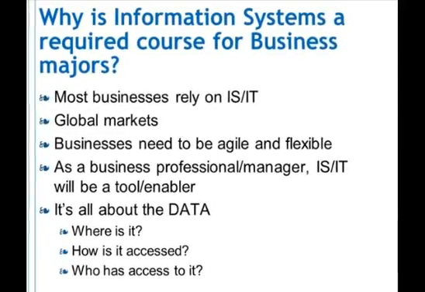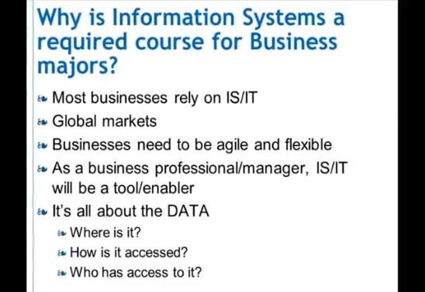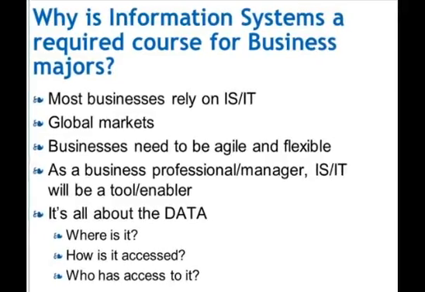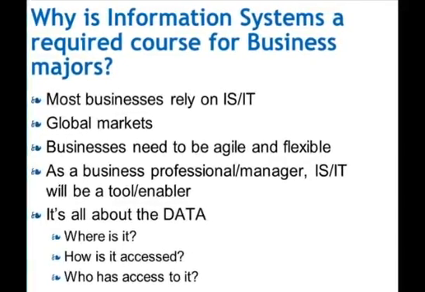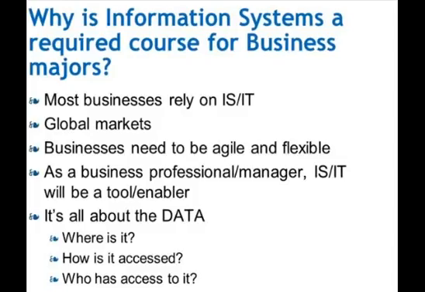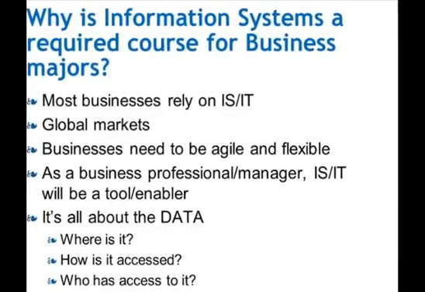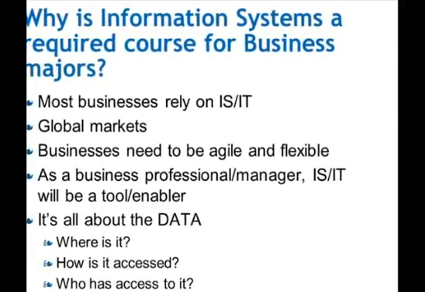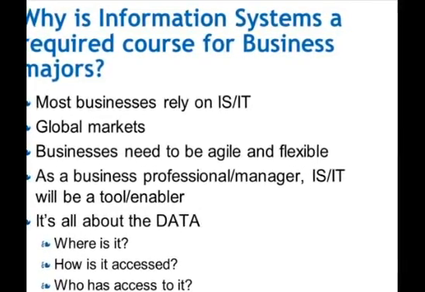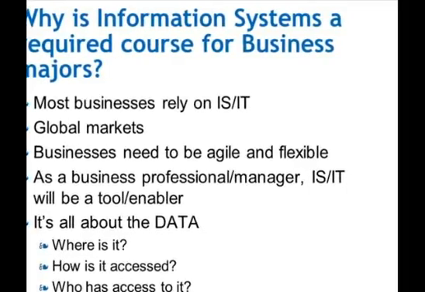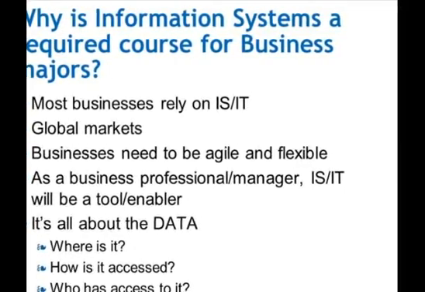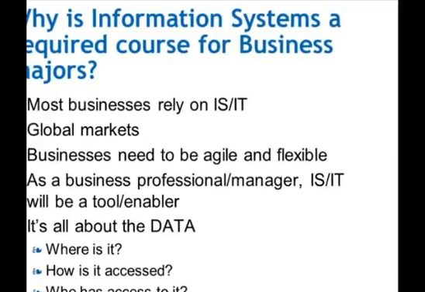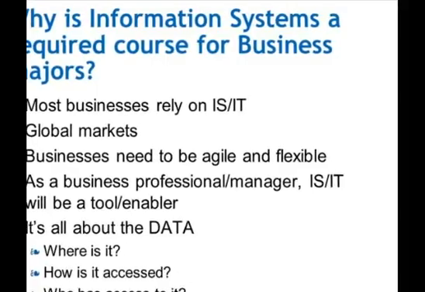Businesses need to be agile and flexible. They need to be able to meet customer demand on a more frequent basis than the old cycles that were done using manual technologies and systems. As a business professional and manager, information systems and technology can be a tool and a utility to enable you to do everything better and maybe even faster. So efficiency and effectiveness are clearly outputs of information systems and technology.